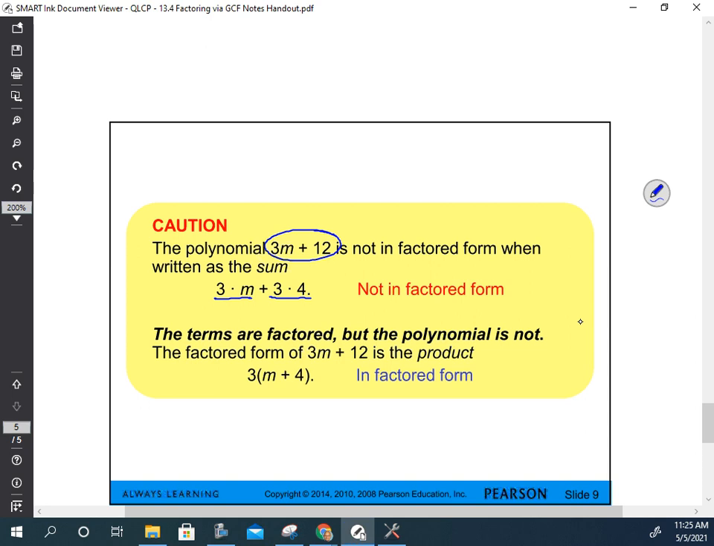Factoring something means writing it as a multiplication problem. So 3 times m plus 4, that's in factored form. Factored form means it's written like a multiplication problem. If you wrote it like an addition problem, that's not factored form. So it's always checking for yourself, is it solved, is it finished, whatever the case may be.